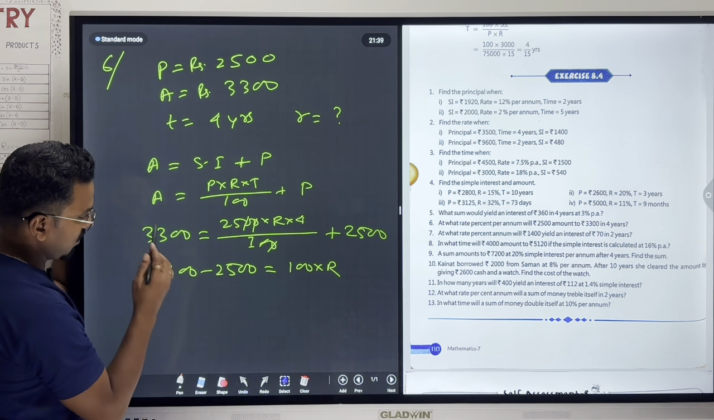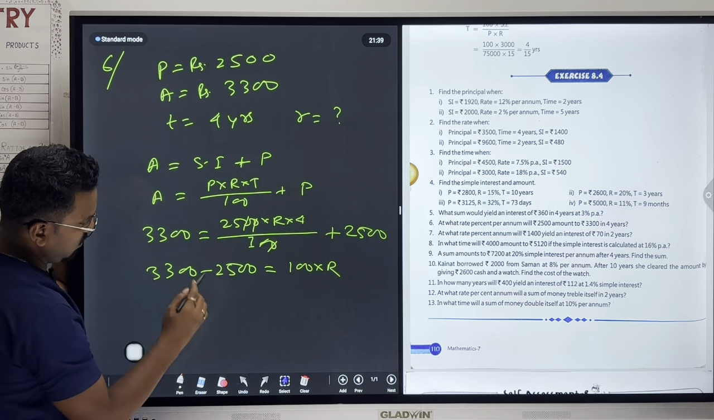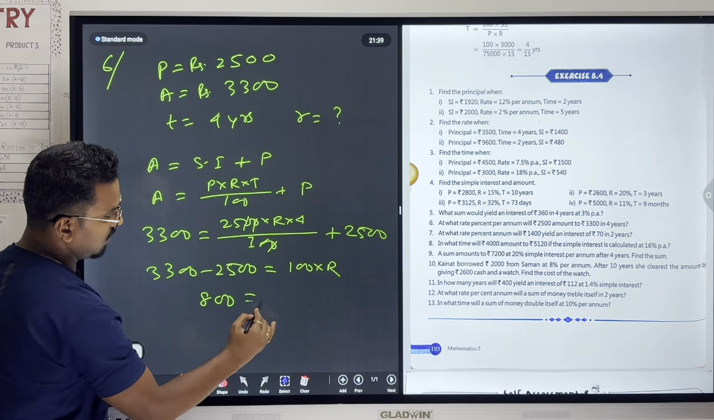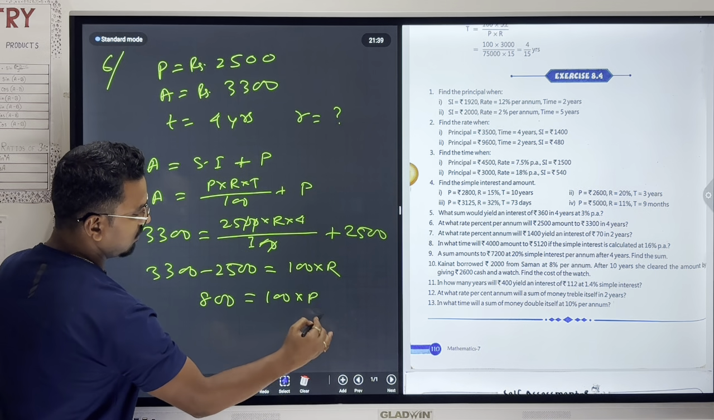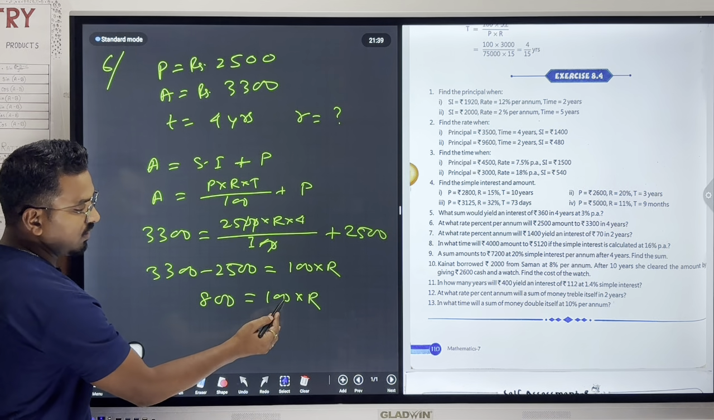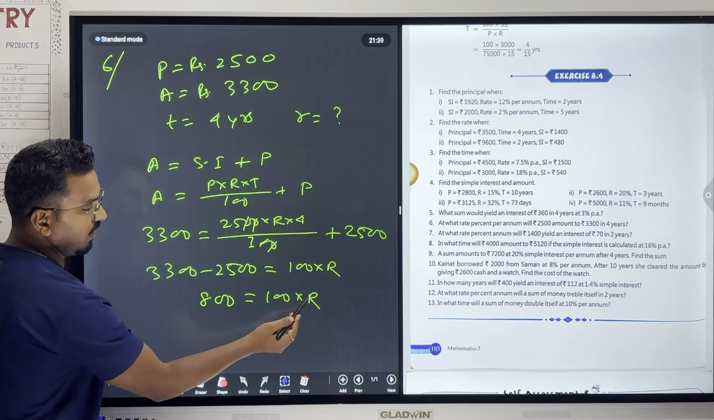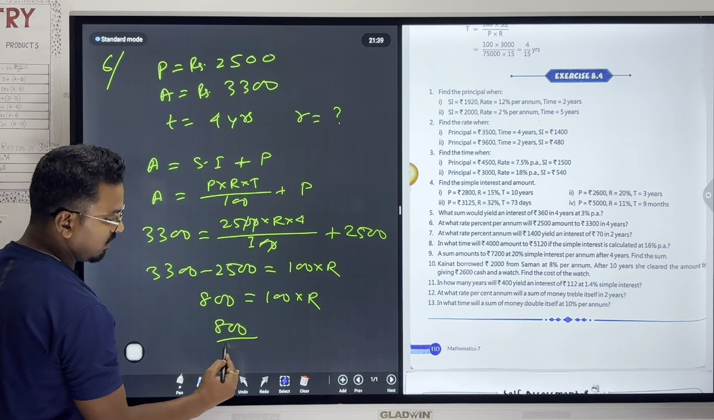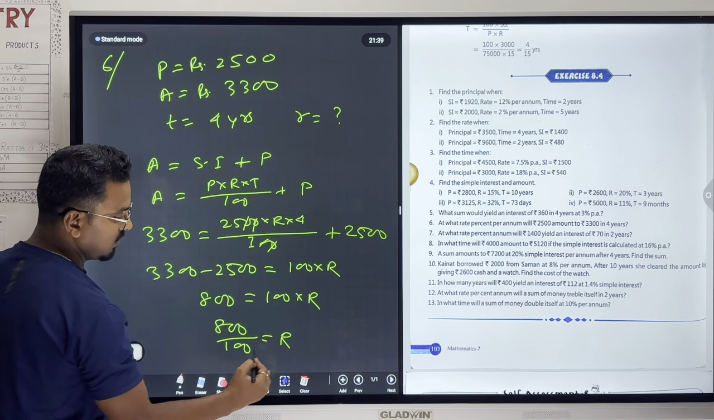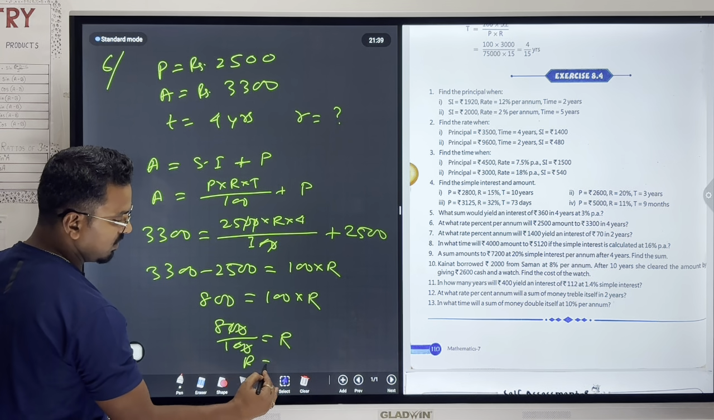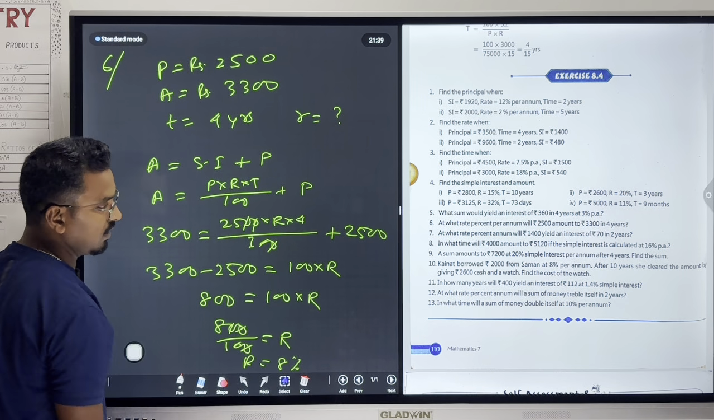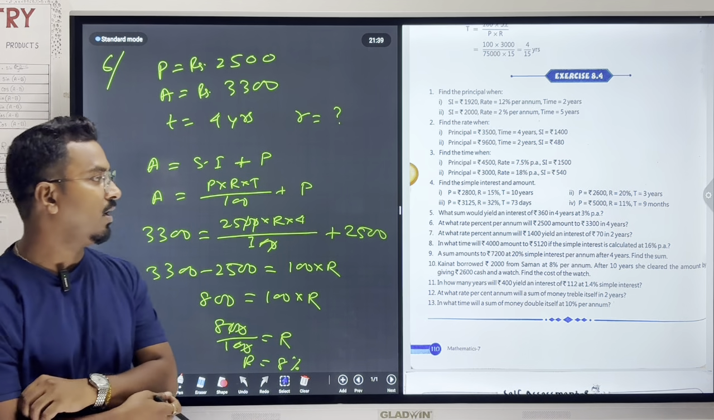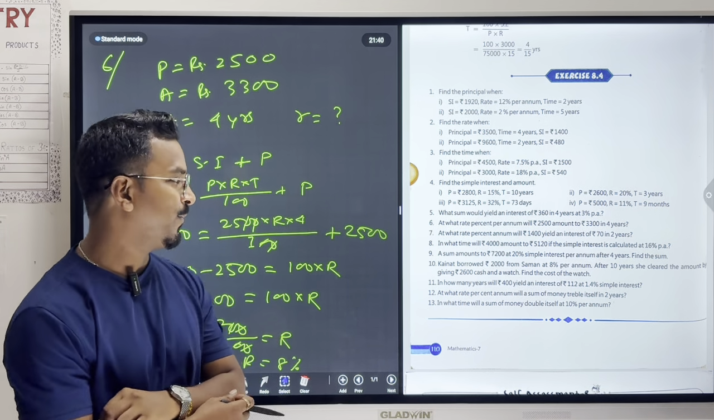If you subtract, what will you get? You will get 800. So 100 into rate. Shift this 100 to the other side, it will divide because 100 is multiplying with R. So what is the rate of interest? Rate of interest is 8%. Clear?